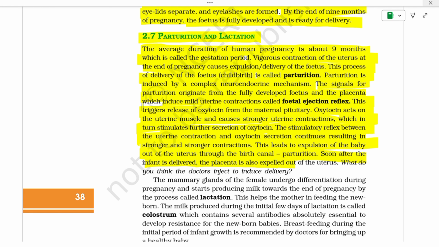Soon after the infant is delivered, the placenta is also expelled out of the uterus. What do you think doctors inject to induce delivery?